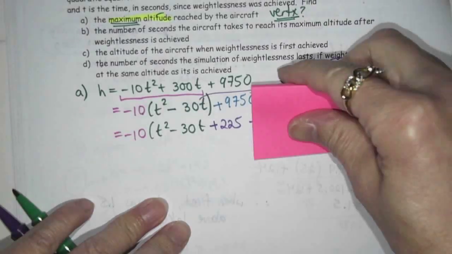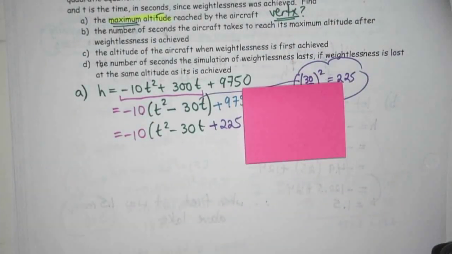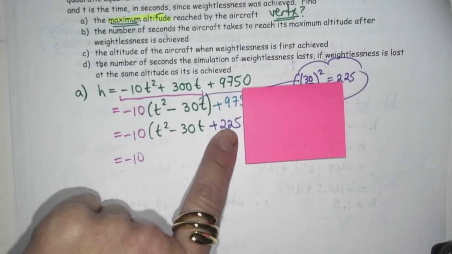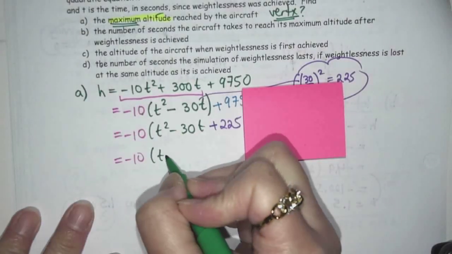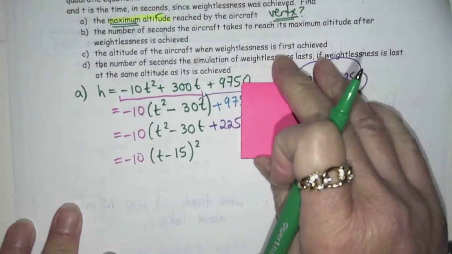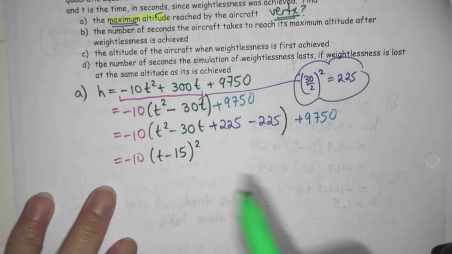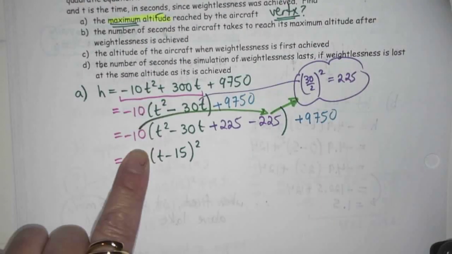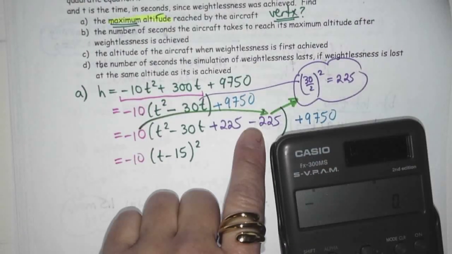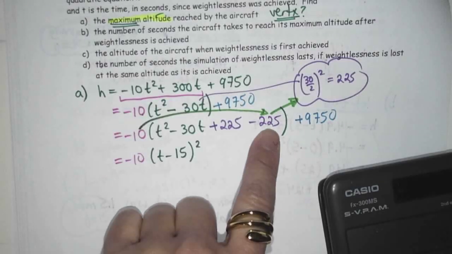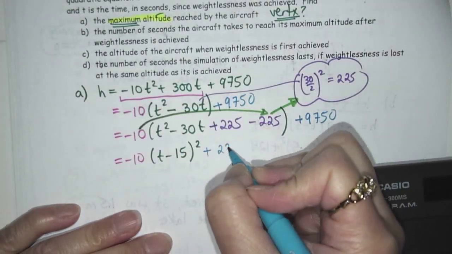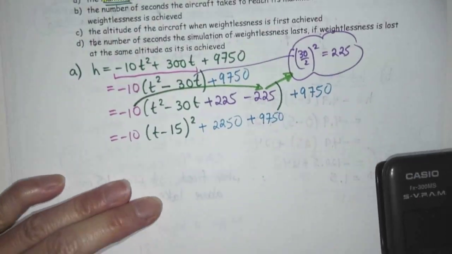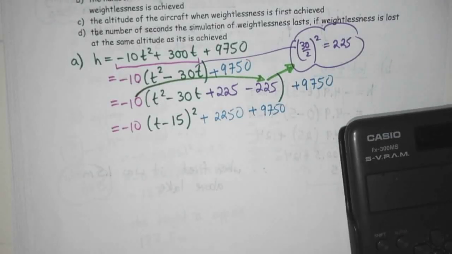Then we're going to cover this up, and we're only going to factor this part here. So we're going to go negative 10, and two numbers that multiply to 225 and add to negative 30 is negative 15. And then to get rid of this, you have to go here times here and pop it out. So negative 10 times negative 225 is positive 2250. And you bring the plus 9750 here.